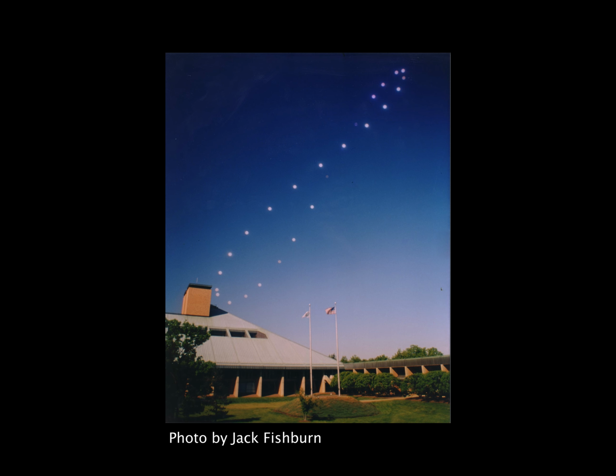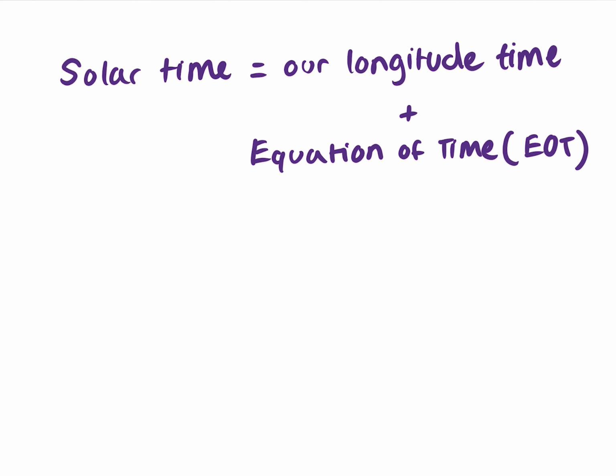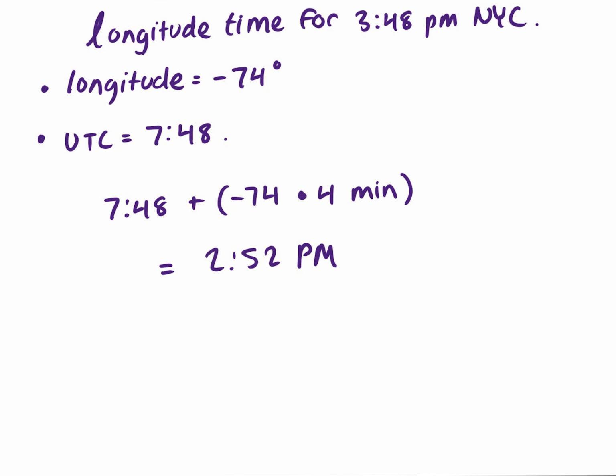The way that people capture this figure 8 in the sky is they take a picture of the sun at the same time of day on different days throughout the year. So finally, solar time is equal to our longitude time plus the equation of time. Let's just run through the whole example. So that gets us to 2:52 p.m.